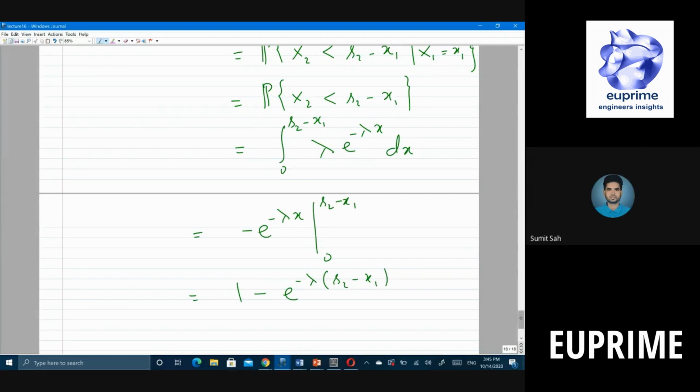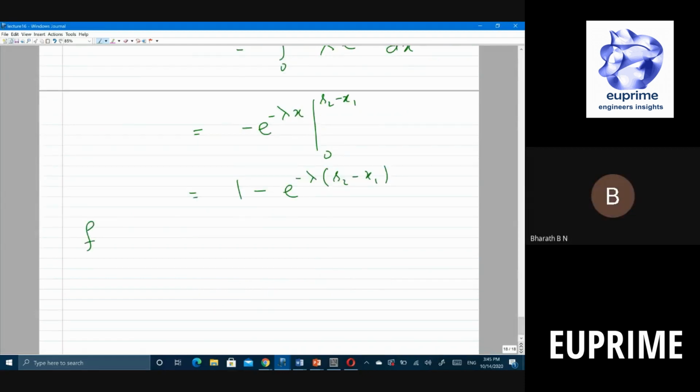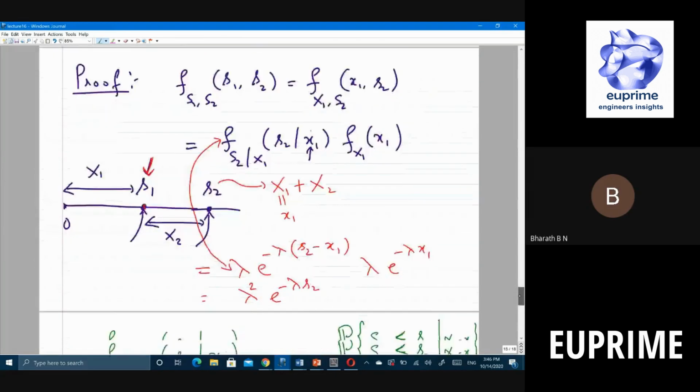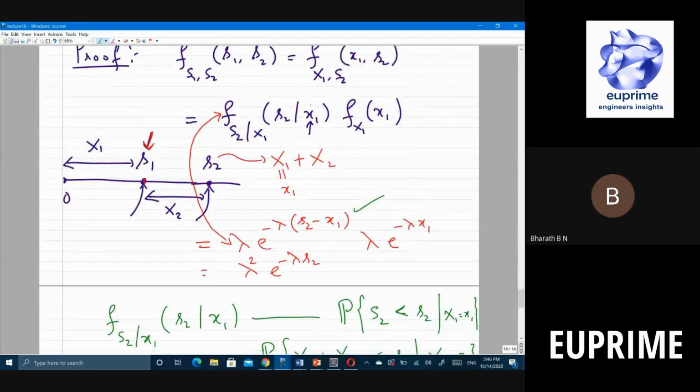Now I have to take the derivative to get the PDF. So this is S2 given S1. What is the derivative of this? It's lambda e power minus lambda (S2 minus X1). That's what I wrote here, right? Is this fine, everyone? Everyone got it? So it's easy.